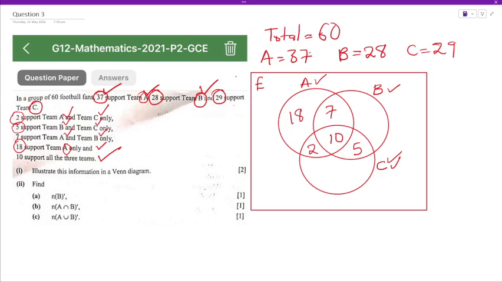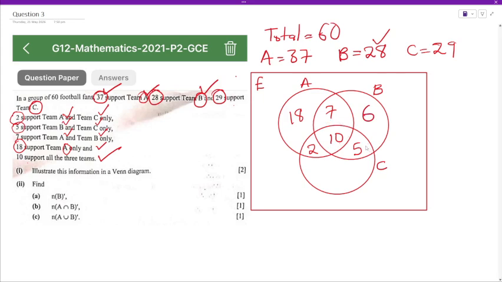Then we come to this information up here. Let's start with those that are not yet filled in completely. B and C. Team B, the total should be 28. So far we have a 7 here, we have a 10, we have a 5. So we add what we already have and subtract from the supposed total, which is 28. 7 plus 10 plus 5 gives me 22. 28 minus 22, we get a 6. We put it there.